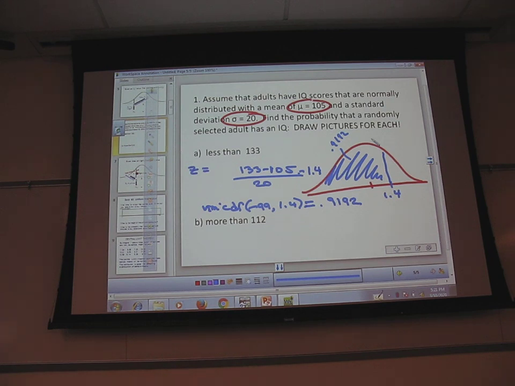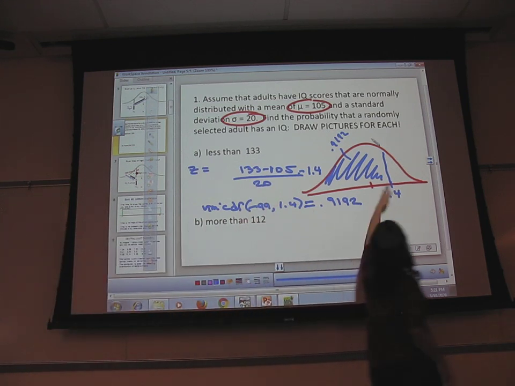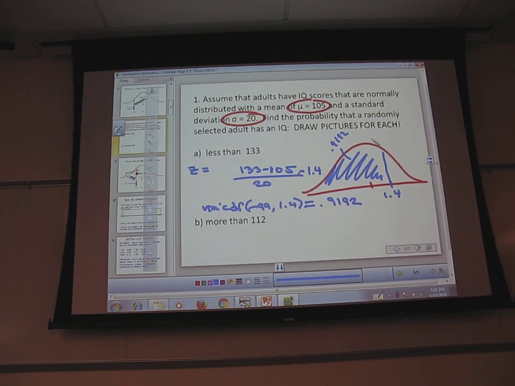Okay, guys, listen up. Vanessa's going to explain what she did for the first one. Vanessa, go ahead. So I took the 133, which is the value that we're trying to find the z-score for, minus the mean of 105, divided by the standard deviation, which gives you 1.4. So that's the z-score. Looking for less than 133. So see how she marked it in here, and then she shaded. Why'd you shade to the left? Because we're looking for less than 133, so whatever's lower than 1.4.